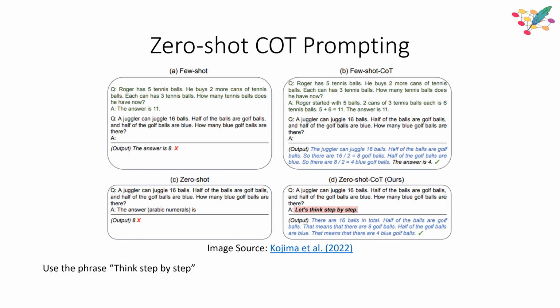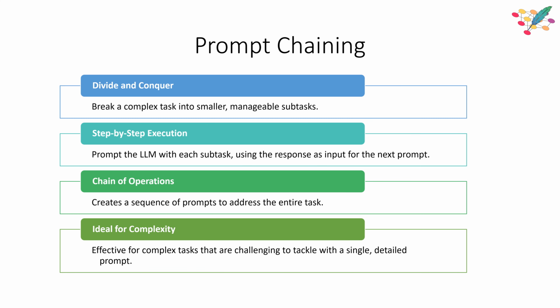Prompt chaining is a divide and conquer approach to complex tasks. First, you break the task into smaller manageable subtasks. Then, you execute these subtasks step by step by prompting the language model with each part. Each response is used as input for the next prompt, creating a chain of operations that guides the model through the entire process. This method is ideal for handling complex tasks that may be too challenging to address with just a single detailed prompt. By chaining prompts together, you can guide the model more effectively towards the desired outcome.